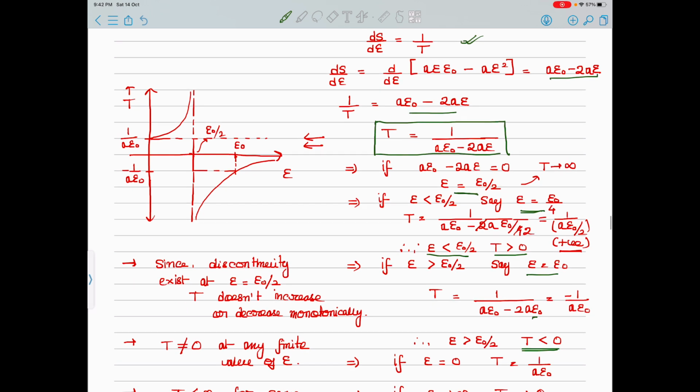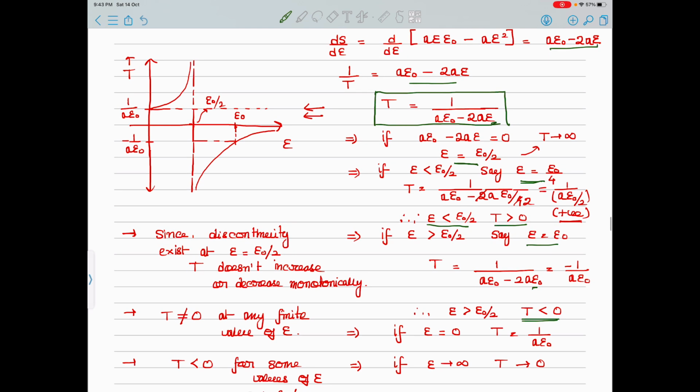Now what will happen if E equal to 0? Another possibility: if you put E equal to 0, then T is equal to 1 upon A E naught. Fine. Now if E tends to infinity, then what will happen? If this tends to infinity, T will tend to 0. So this is a limit. T is tending to 0 only when E is tending to infinity.